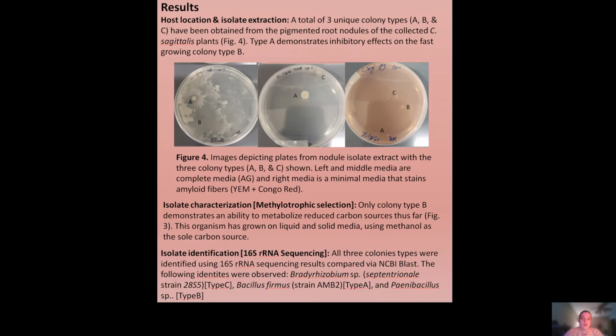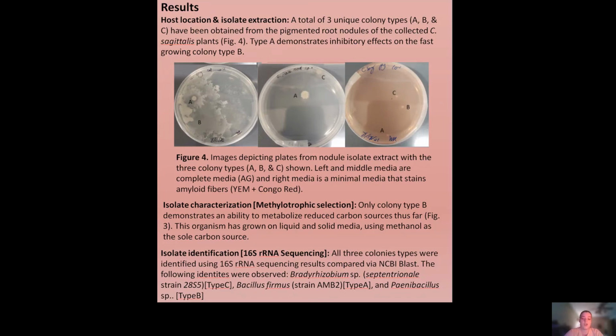There were three unique colony types that were obtained from these root nodules, type A, B, and C, shown here, with A showing an ability to inhibit the massive and rapid growth of type B. In addition to this, type B seemed to be the only one capable of utilizing methanol thus far, while other reduced carbon sources will be observed as well in the future.